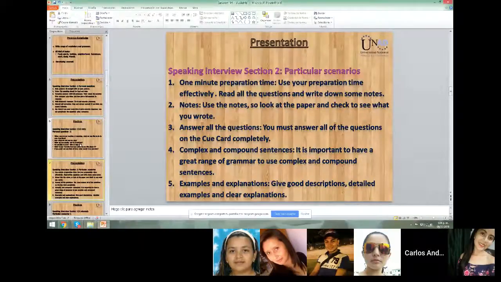So this is also very important because sometimes that happens to students. That has happened to my students. I say, hey, guys, write some notes, write the notes. They write the notes, but then they don't look at the notes. They don't look at the paper. Entonces, si toman notas de lo que van a hablar, también tienen que verlas. It sounds ridiculous, but it happens.